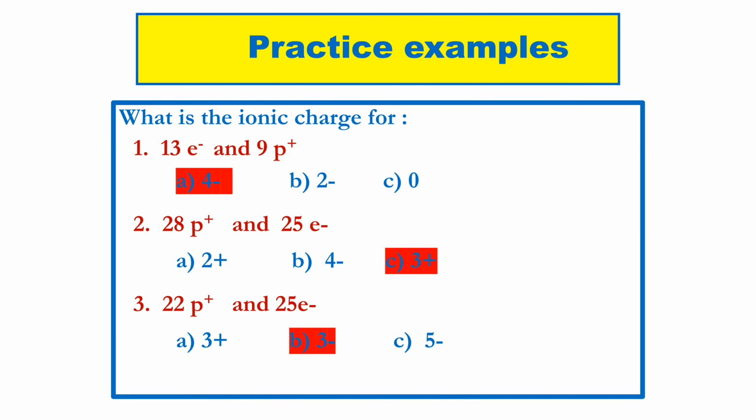Let's do some practice examples. What is the ionic charge for 13 electrons and 9 protons? So the answer for this is 4 minus. It has excess of 4 electrons. Number 2, 28 protons and 25 electrons. So the answer will be 3 plus. It has excess protons. Number 3, 22 protons and 25 electrons. So the answer is 3 minus. It has excess of 3 electrons.